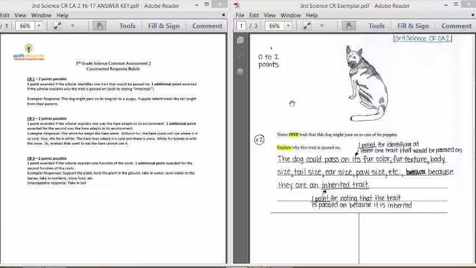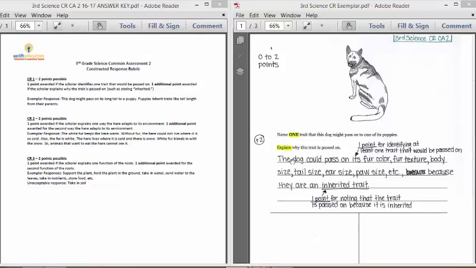For number 1, it asks scholars to identify one trait that this dog might pass on to one of its puppies, and then also to explain why the trait is passed on. Up here you can see this question is worth up to 2 points total.